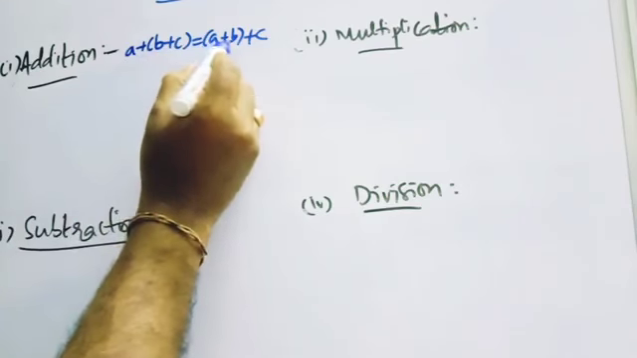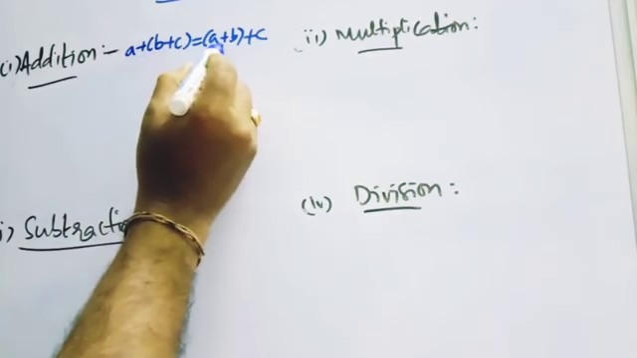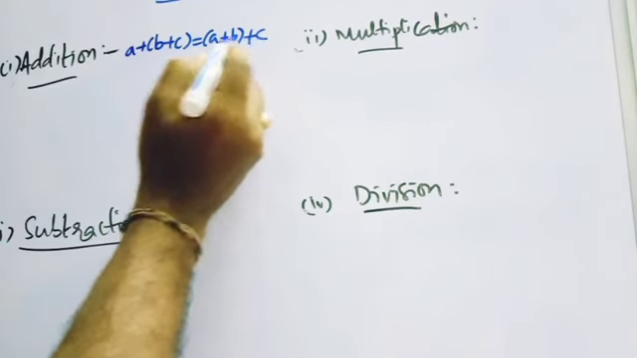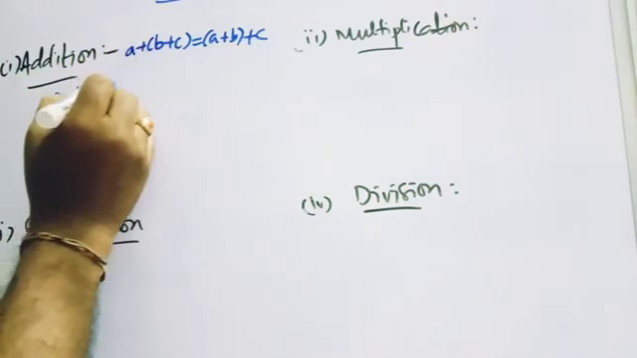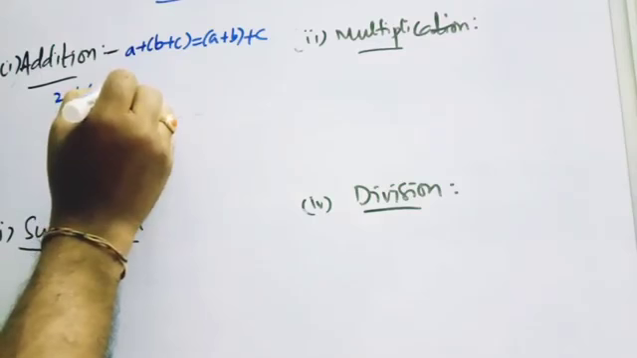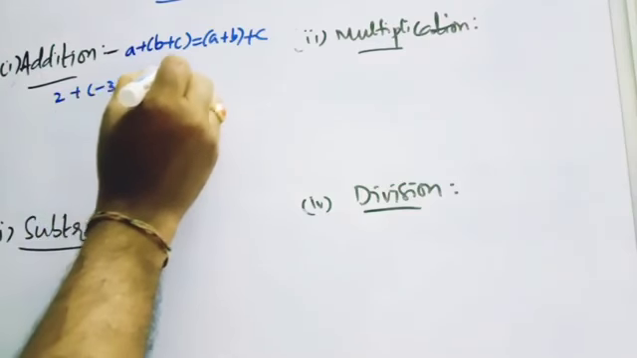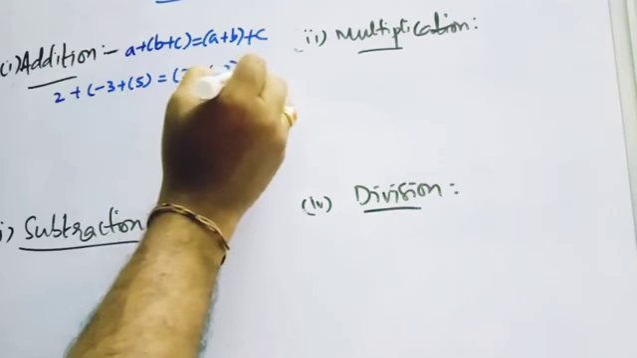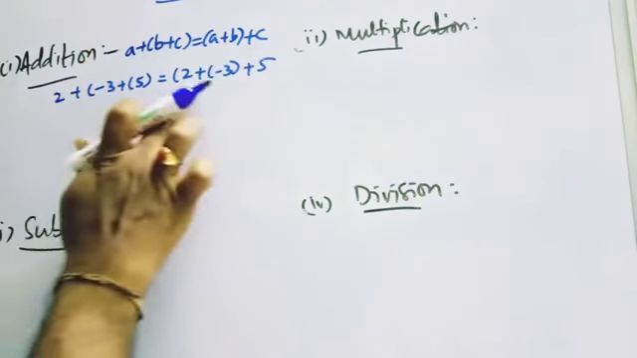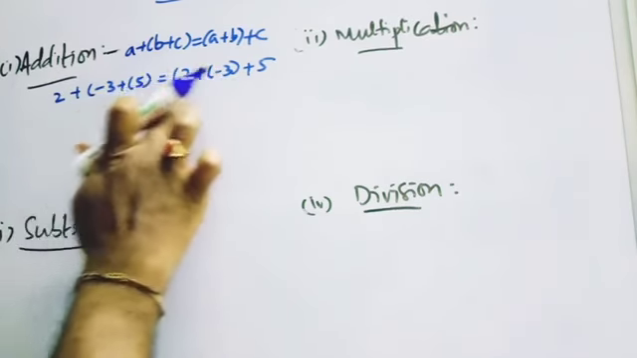On the right side we need to add a + b, and after getting this answer we need to add c. So here we can take a = 2, b = -3, and c = 5. Again, I am taking the value 2 plus (-3) and plus 5.